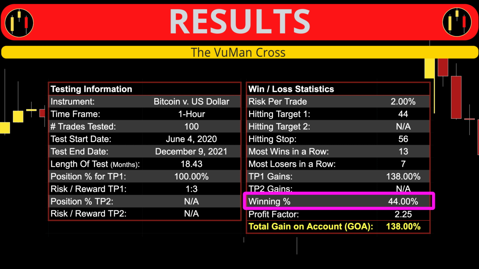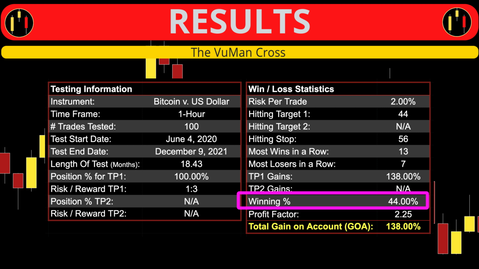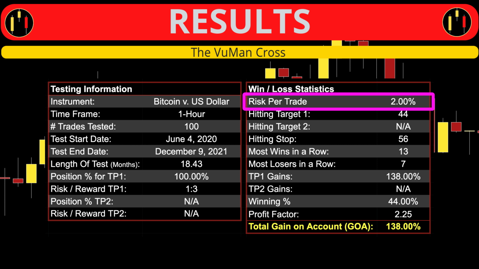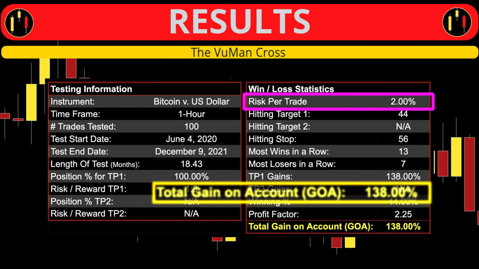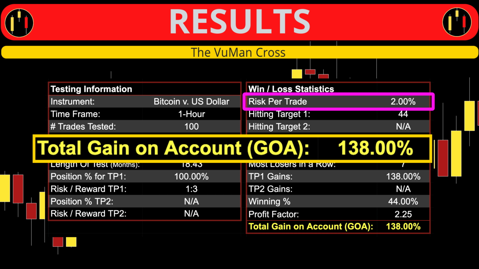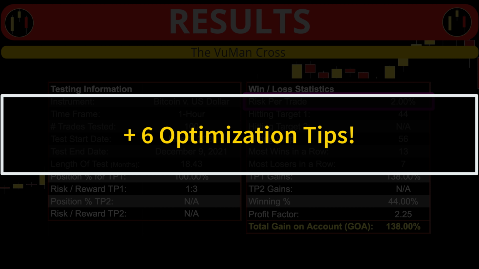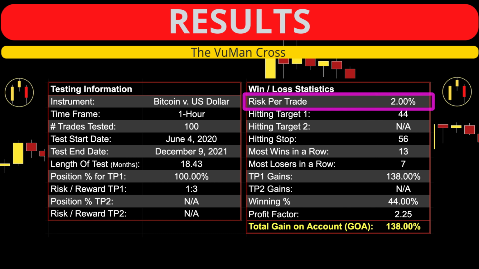The win rate turned out to be 44%, which is truly wonderful for a 1 to 3 profit target. Risking 2% per position, the total gross gain on account was 138%. And make sure to stay tuned for my 6 optimization tips to make this strategy much more versatile.